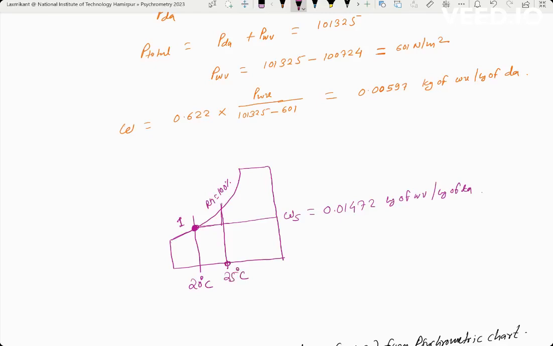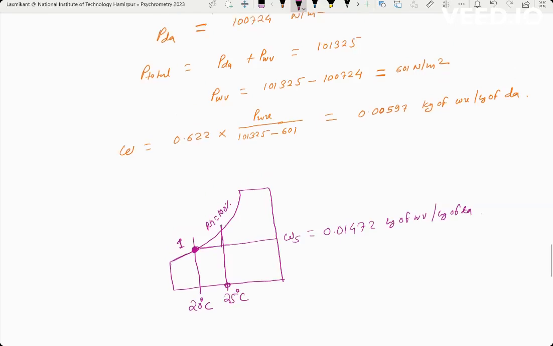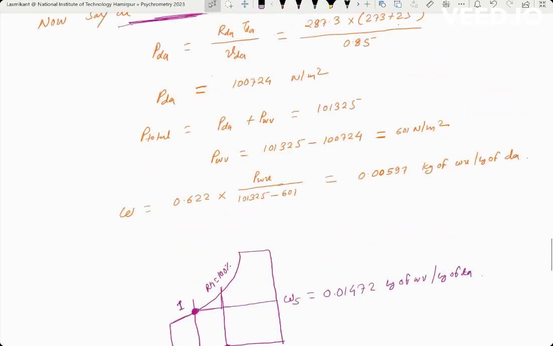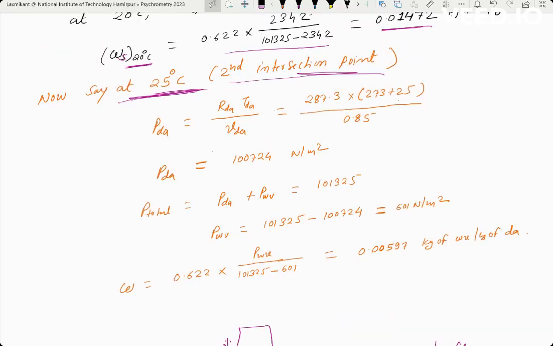So we need to determine the omega again. At 25 degrees Celsius we will again find the omega. First we find the partial pressure of dry air at 25 degrees Celsius. For that we again apply the ideal gas equation. Here R is the characteristic gas constant for air, which is about 287.3 J per kg Kelvin, and this is the specific volume of dry air.